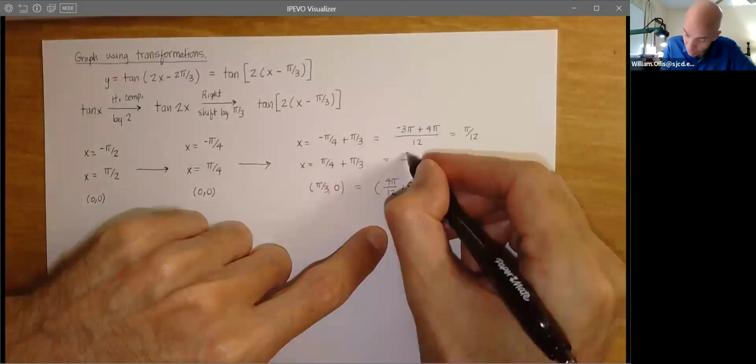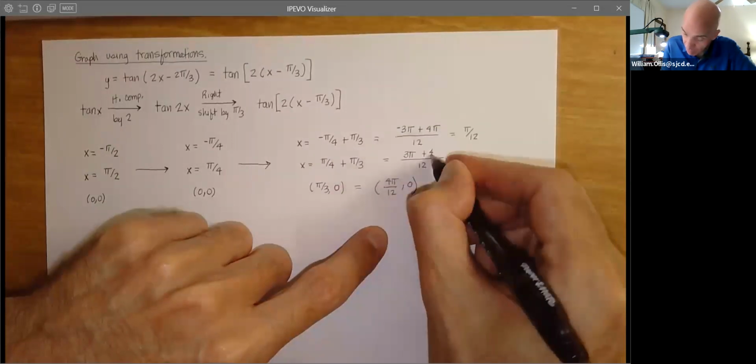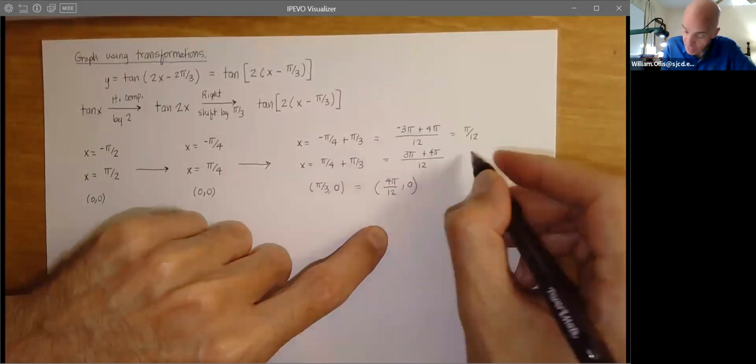So we'll get a 3 pi, same as upstairs, except both are positive. So that gives us a 7 pi.